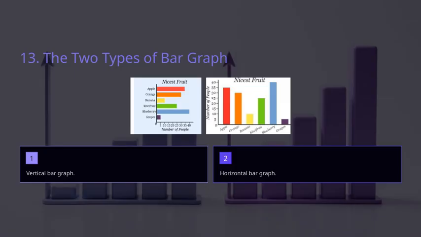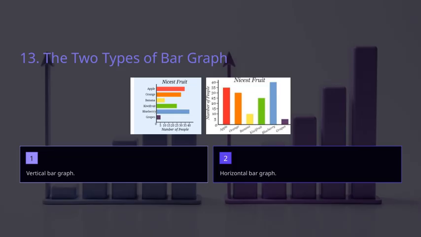Now let's take a closer look at the 2 main types of bar graphs. First, we have the vertical bar graph, which is probably the most common. In this type, the bars are drawn vertically, with the height representing the value. It's great for comparing different categories side by side and makes it easy to see which categories are larger or smaller at a glance.